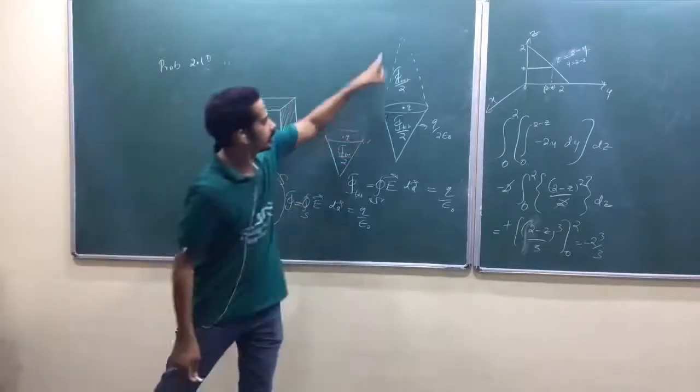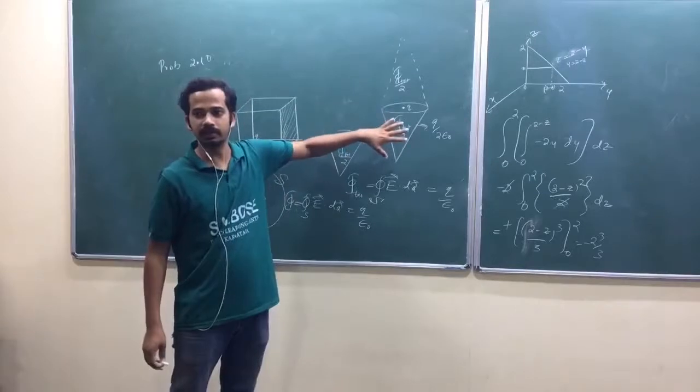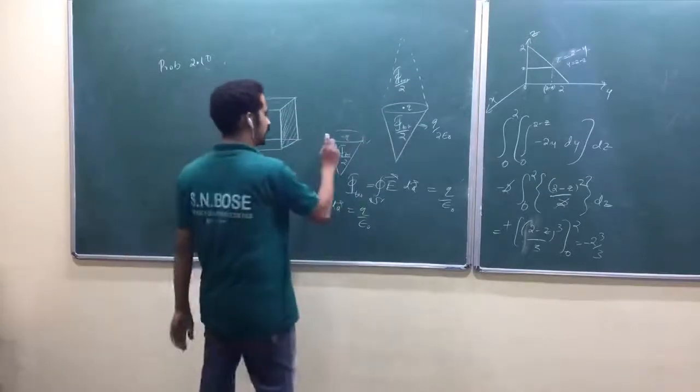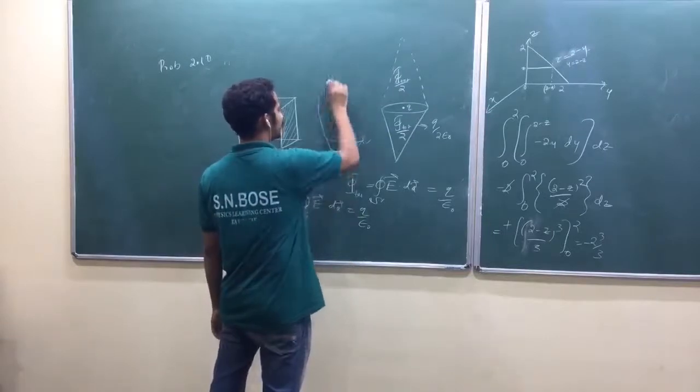But why am I taking it symmetrically? Because you can say confidently this will share half of the total flux. Is that okay? So that's why you will feel uncomfortable when you take it like this actually.